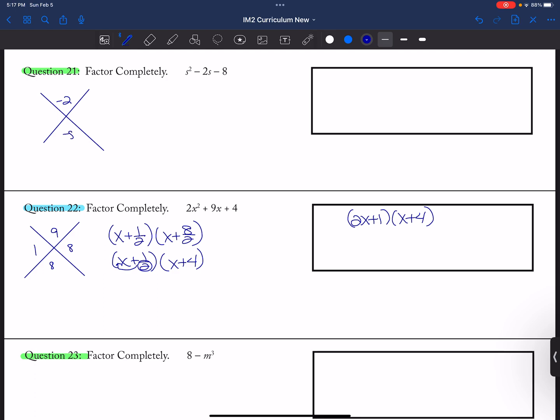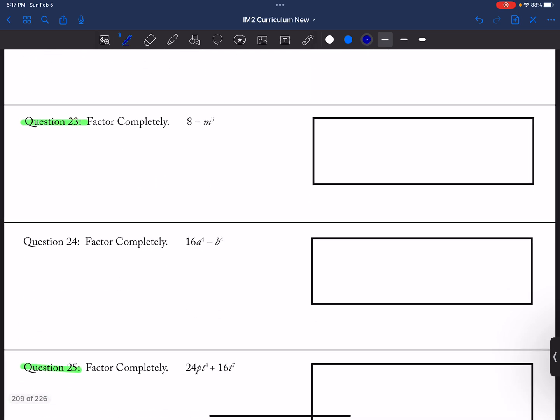Negative 2, negative 8, so negative 4 and 2. So this is s minus 4 and s plus 2. And then here, I'm going to factor out a negative, so I'm left with m cubed minus 8. So this is negative (m minus 2)(m squared plus 2m plus 4).